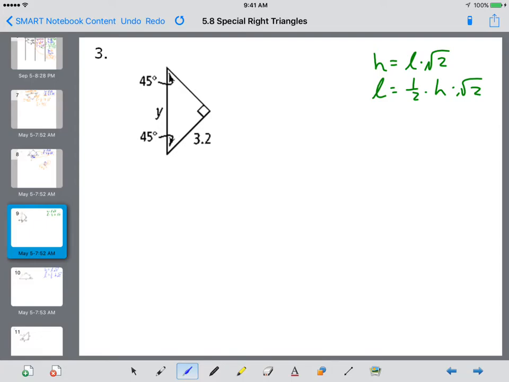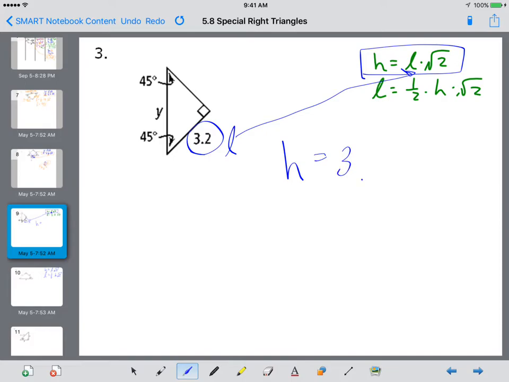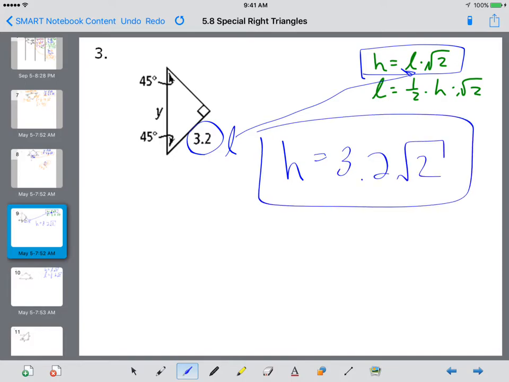Example 3. We have the leg. We want to find the hypotenuse. So the hypotenuse equals, this is a leg, this is our L. So I'm going to plug it in for the L to find our hypotenuse. So we've got 3.2 times the square root of 2. And we're done. Y equals 3.2 square root of 2.